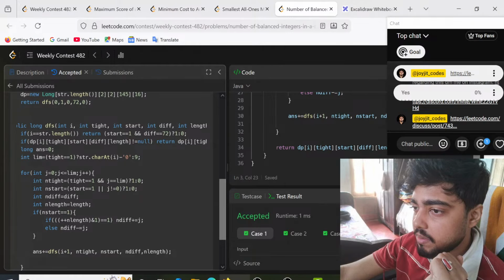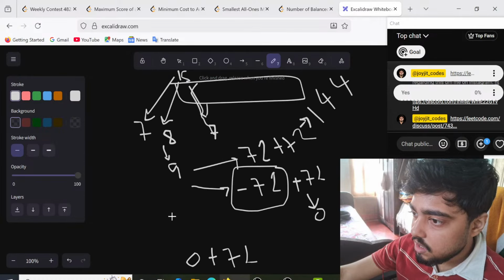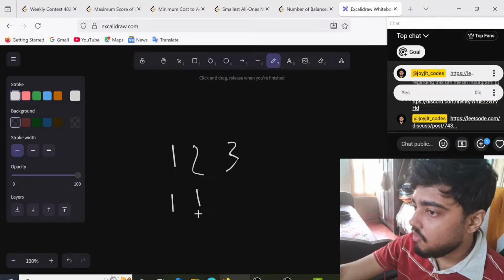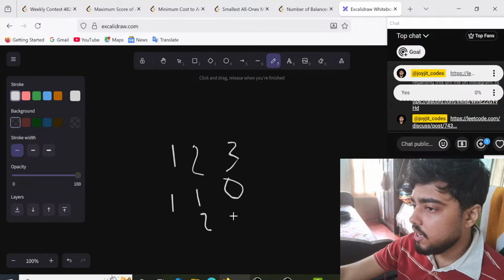Let's say we have 1, 2, and 3, right? So over here, let's say we have a 1. The moment this becomes 1, we lose the tightness. But if this is 2, we keep it. Now over here we can put anything. We have already lost the tightness, so we don't need to focus on anything.